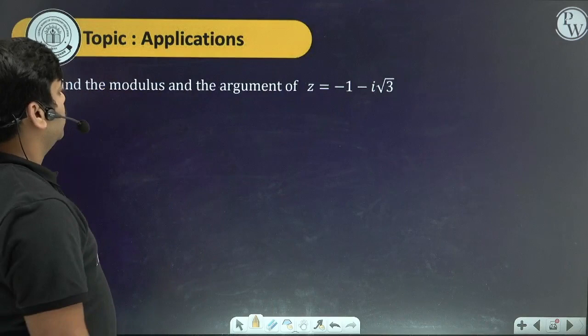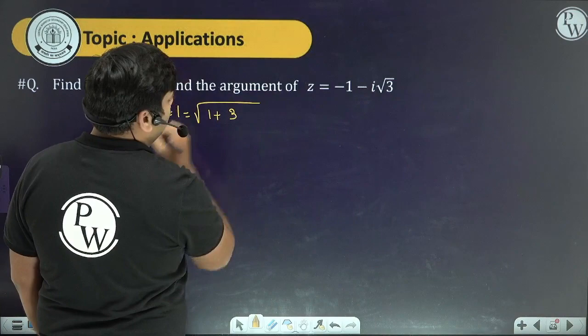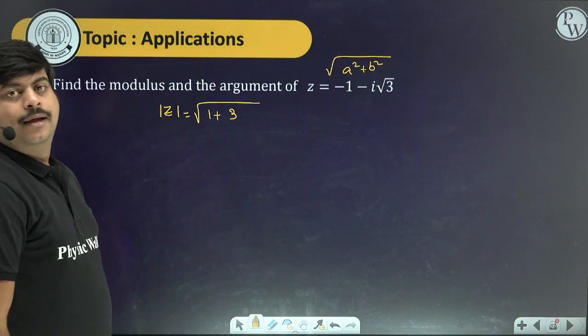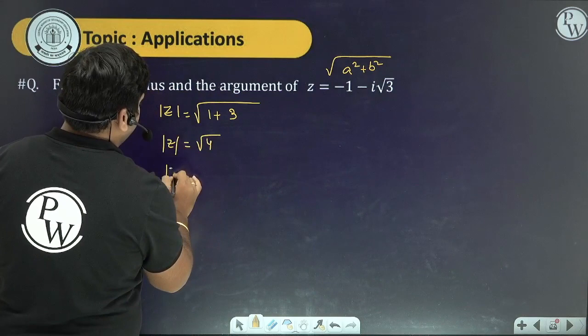Modulus, you know, mod z is equal to root over a square plus b square. Root 3 whole square is 3. Root over a square plus b square, that is the modulus formula. So that is root 4. So mod z is equal to 2. The modulus will be 2.